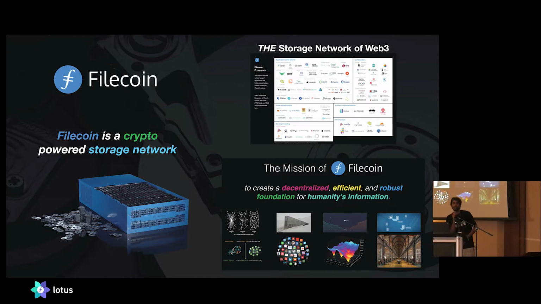So cool, let's talk about Lotus. To talk about Lotus, you obviously start with Filecoin. Filecoin is a crypto-powered storage network aiming to be the storage network of Web3. And I really like the mission of Filecoin, which is to create a decentralized, efficient, and robust foundation for humanity's information. I wanted to start with this because, as you can imagine, a lot of the work that goes into Lotus is based on that mission statement. We are one of the many teams working to deliver that mission.